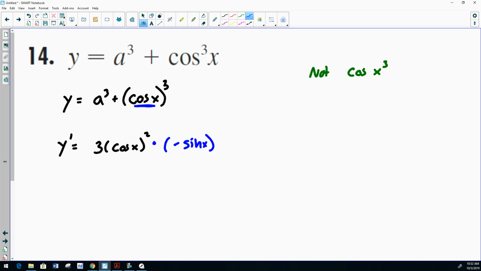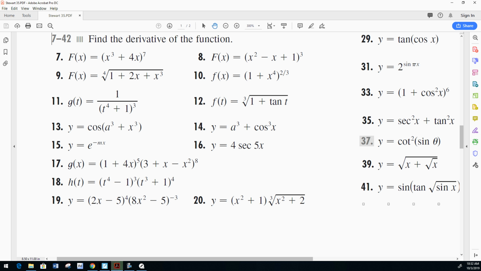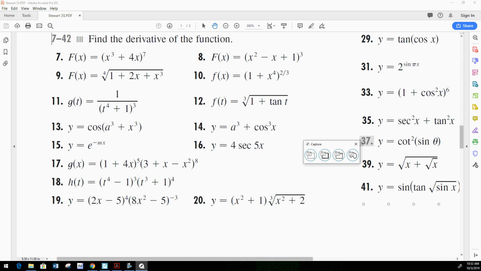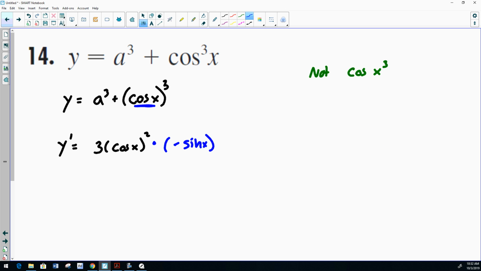Yes? 15. Oh, I was gonna touch on this one. Okay, let me build one like this. So would cosine x in parentheses, the third power, be the same as cosine of the third x? Wait, isn't that what we just said?